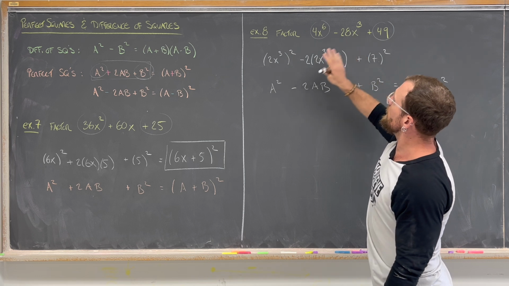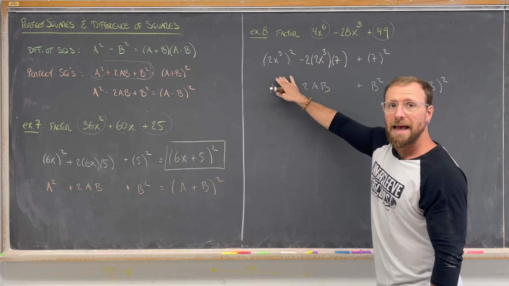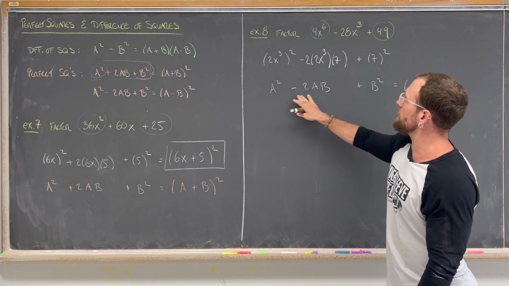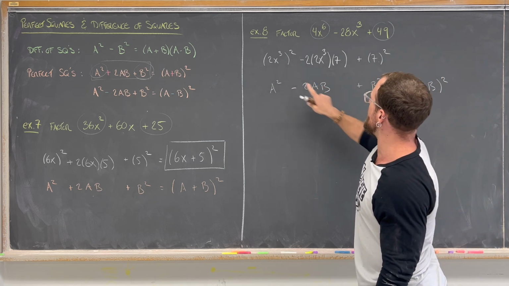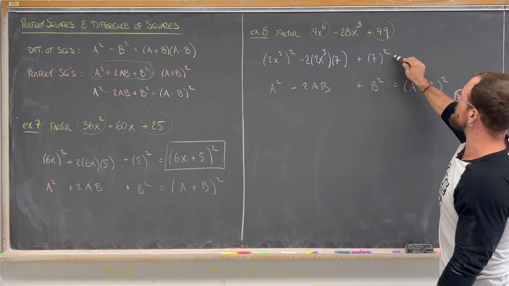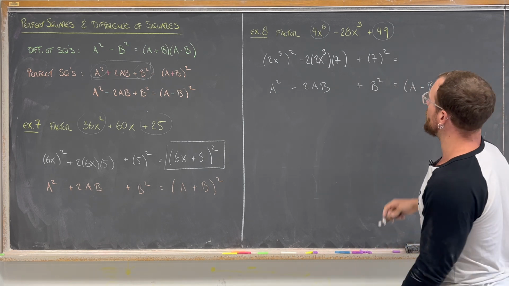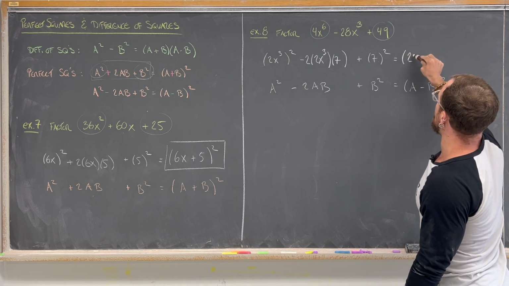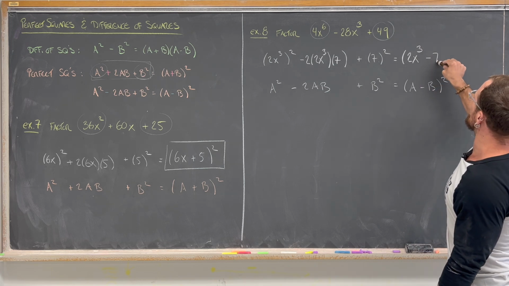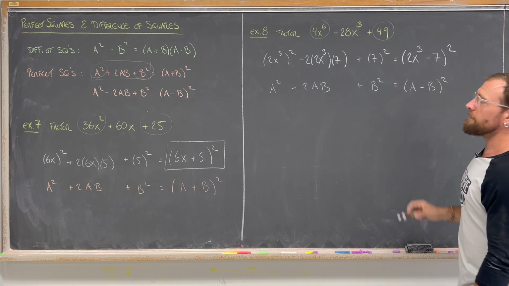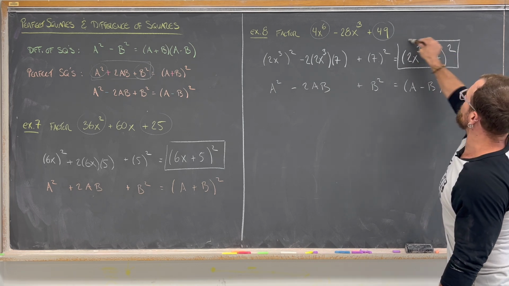What I was handed, this expression, does match this form of being a squared minus 2ab plus b squared for this particular value of a and this particular value of b. And so I know that it actually is a perfect square and factors into a, or 2x cubed, minus b, or minus 7, squared. And that's my final answer.